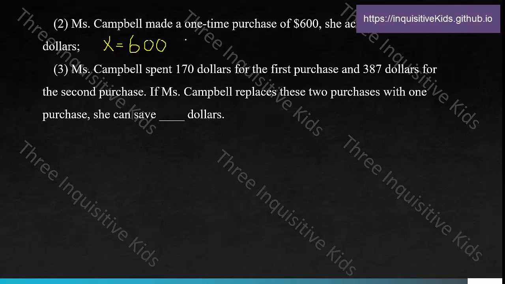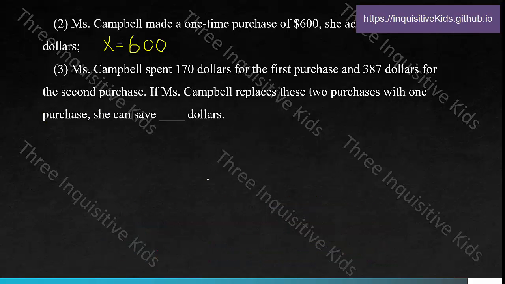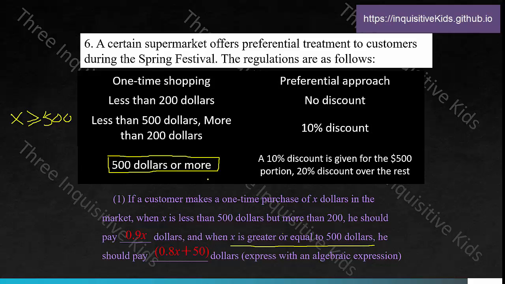X is $600. So now we have to look where X or 600 falls in these scenarios. Well, 600 is more than $500, so that would fall into this last scenario. Basically, that would mean the first $500 of the whole amount, $600, is going to have a 10% discount. And the rest, which is going to be the $100, will get a 20% discount.